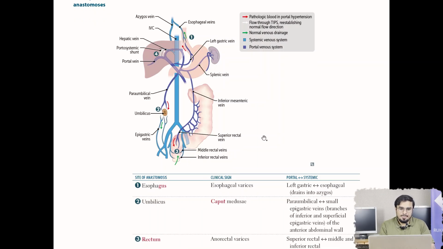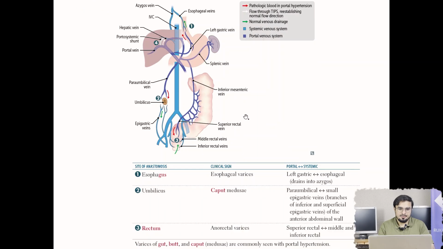The second area where this important anastomosis is present is around the umbilicus. Here, the portal system makes its contribution through paraumbilical veins. The systemic system makes its contribution through small epigastric veins. And the thing that we will examine on patient's abdomen would be caput medusae. As you can clearly see in this image from Google, how caput medusae is showing dilated portal and systemic vasculature.